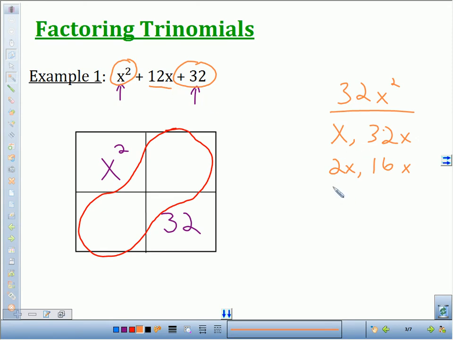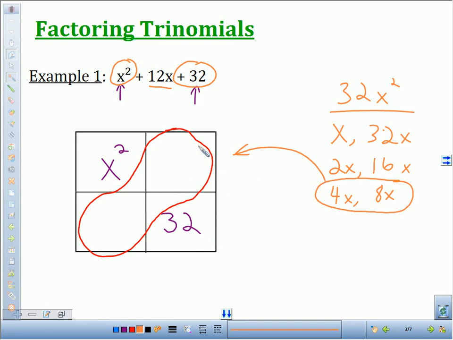I could also multiply 4x and 8x. 4x times 8x is 32x squared, and 4x plus 8x is 12x. What that means is that these two have to be the terms that go in my box. So 4x has to be in the box and 8x has to be in the box. The other factors didn't add up to 12x, so they can't be in the box.